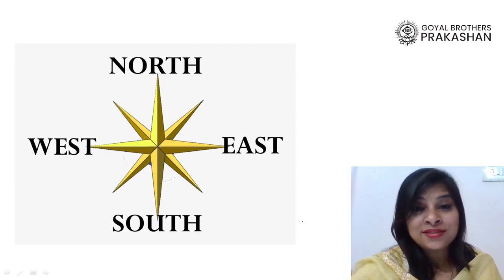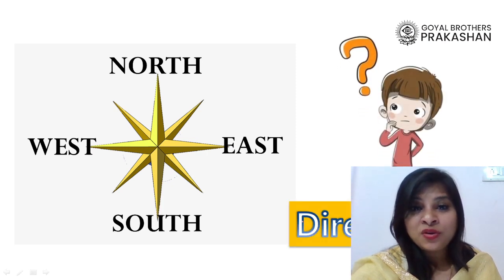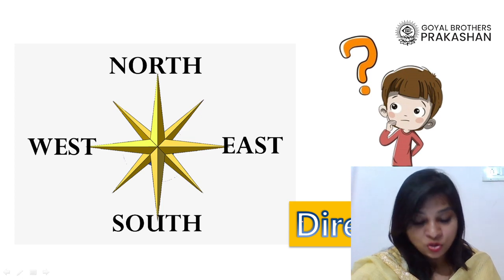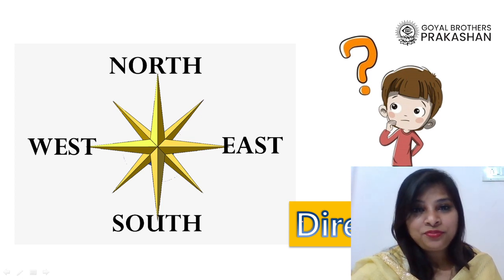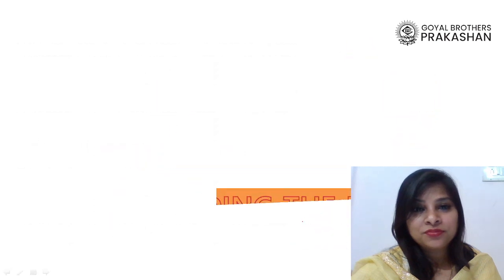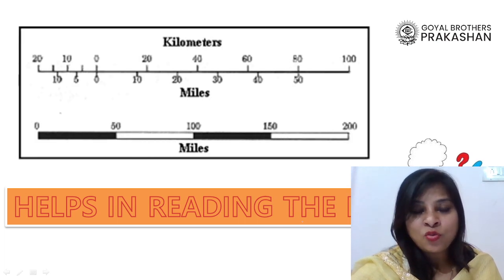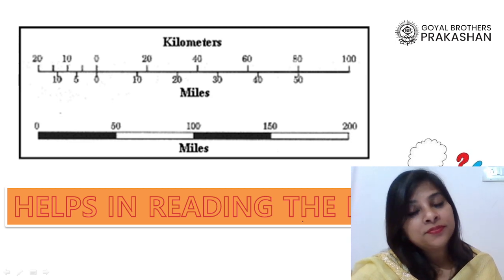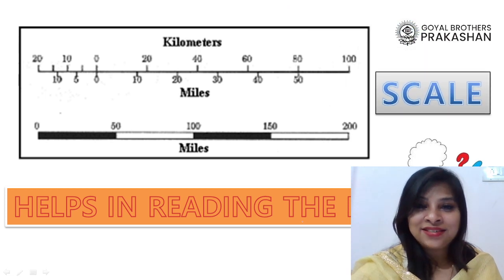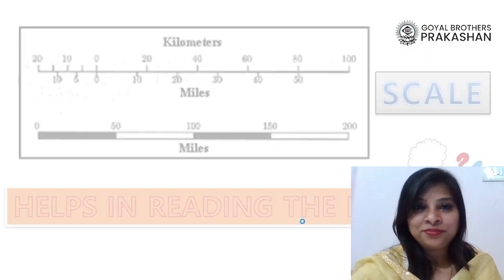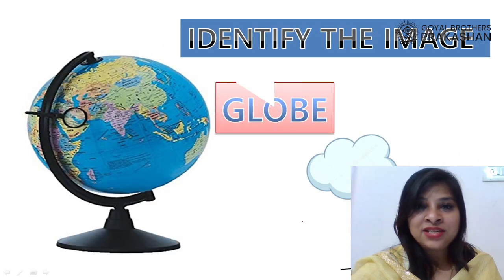Now, what is this? Very easy to guess. I hope you must have guessed by now. It shows directions. Yes, it shows directions. It helps in reading the map. What is this? It's a scale. Correct. Identify the image. Very easy. It's a globe.